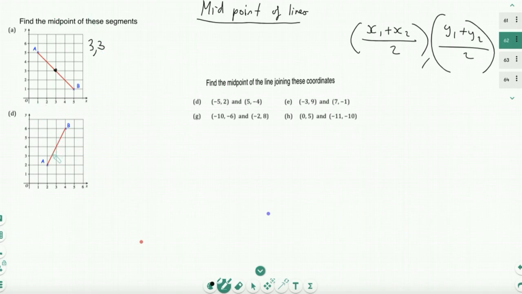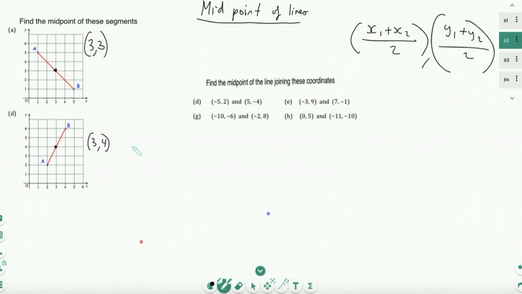For this one, it's also fairly obvious. The midpoint looks like it's around here. 3, 4. If you're super stuck doing problems like these, you can actually use a formula right here: x1 plus x2 over 2, y1 plus y2 over 2.